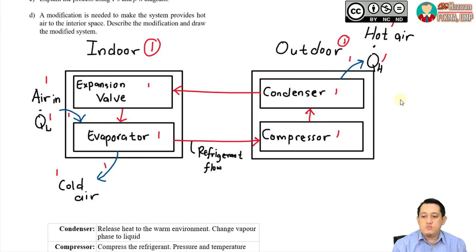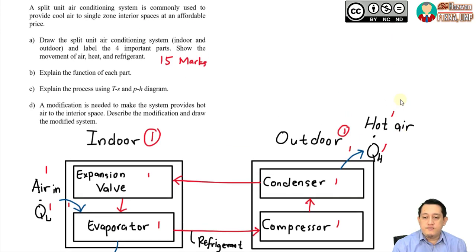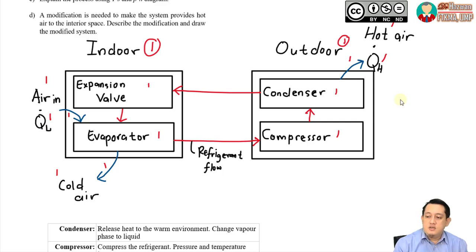The last one is what? The movement of refrigerant. The arrow here, if it is correct, I will give you another 1 mark. Sometimes there are students who didn't draw the arrow here, so I cannot know the direction of the refrigerant flow. So this one is 1 mark, and the total will be 15 marks.